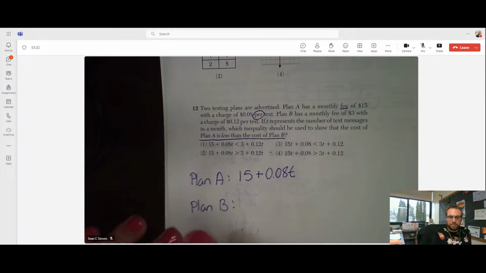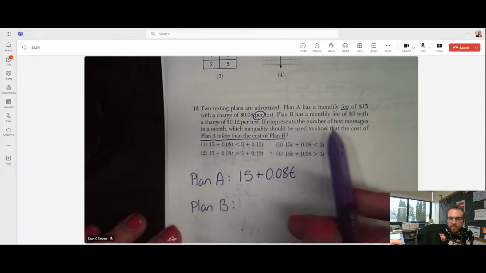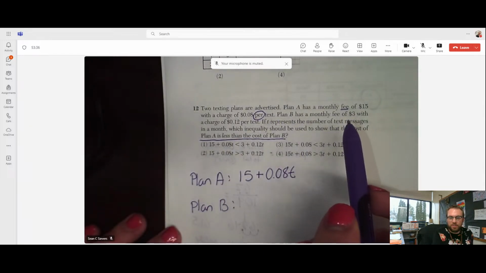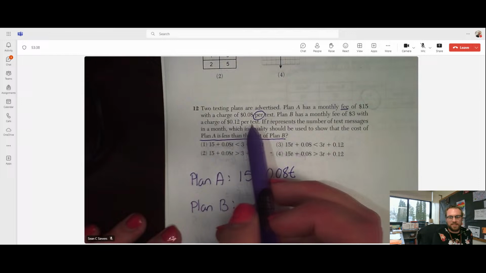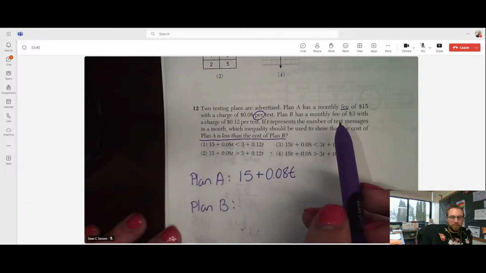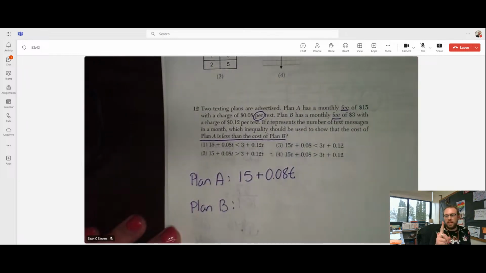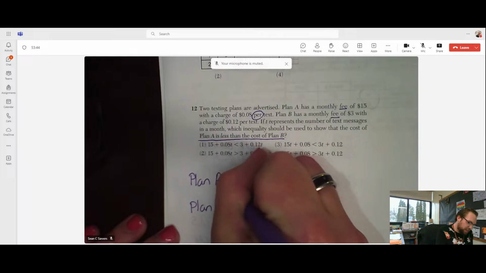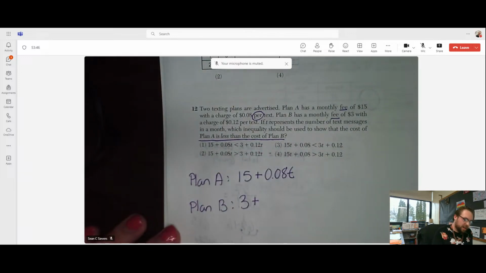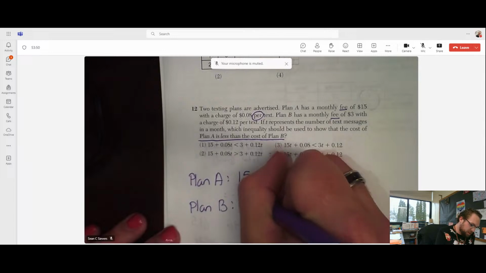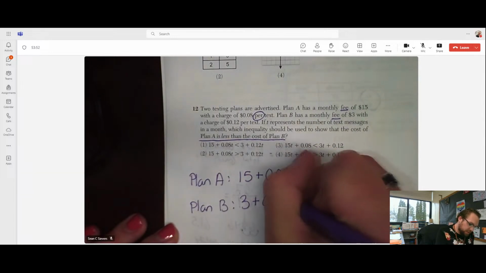Plan B says the monthly fee is $3 with a charge of 12 cents per text. So that monthly fee happens one time. So we have 3 plus, and then the charge per text. So 0.12 T.